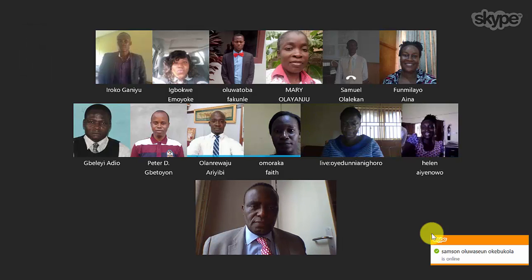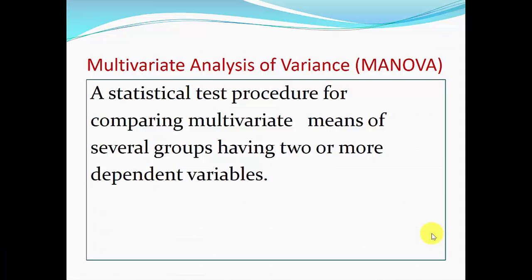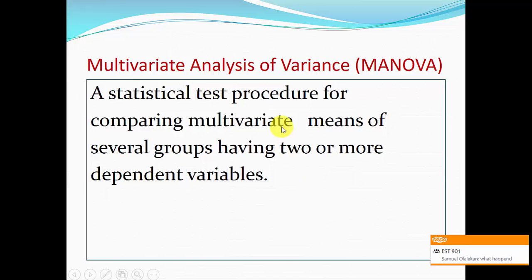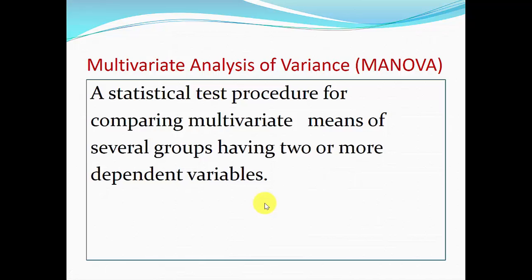We'll be looking at multivariate analysis of variance, and we'll also be looking at MANCOVA. Now, for MANOVA, I want us to go to slide 2 of my presentation. MANOVA is a statistical test procedure for comparing multivariate means of several groups having two or more dependent variables. It is a technique for assessing group differences across multiple dependent variables.